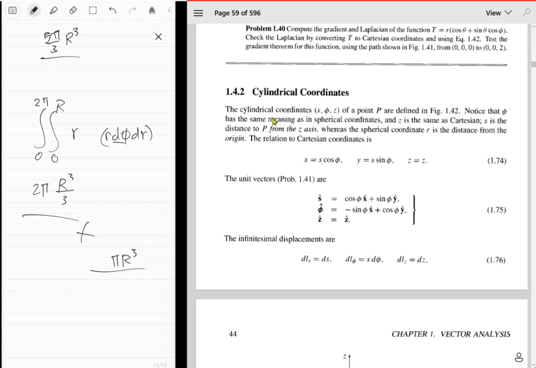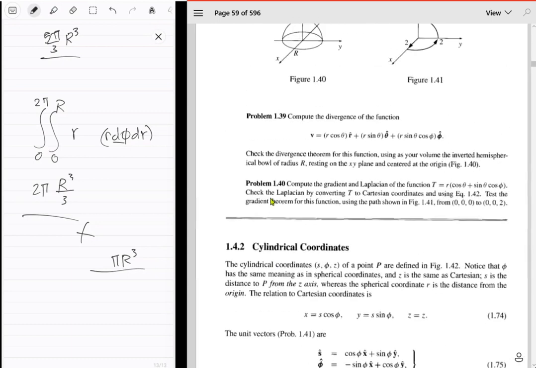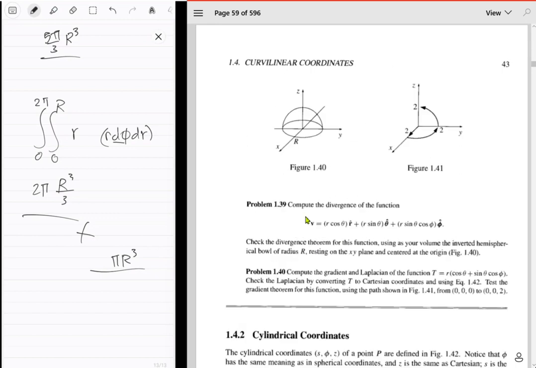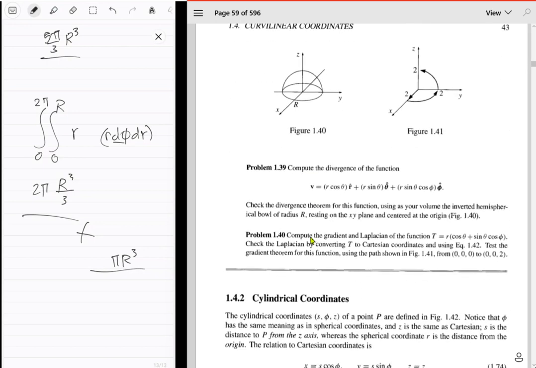Cylindrical coordinates. Once again, what is the function though? T is equal to r cosine theta plus sine. Once again, it's given in spherical coordinates, and you want to figure out the gradient and Laplacian of this. Easily doable, right? Yeah, we already know the equations. Oh, the Laplacian, we don't know the equation. I mean, we do have it. They already gave us a thing, but why do you want the Laplacian of this? Well, whatever.